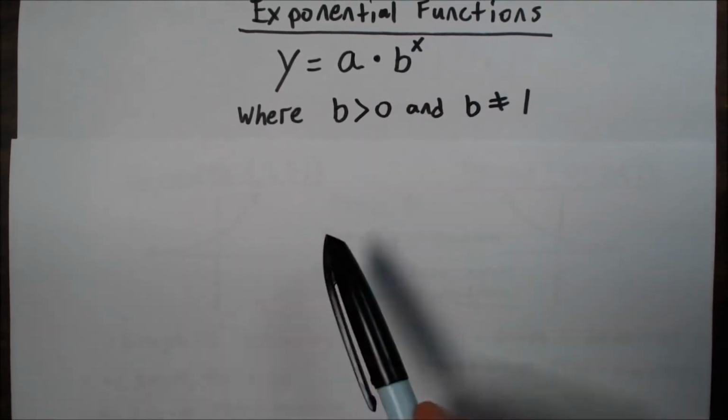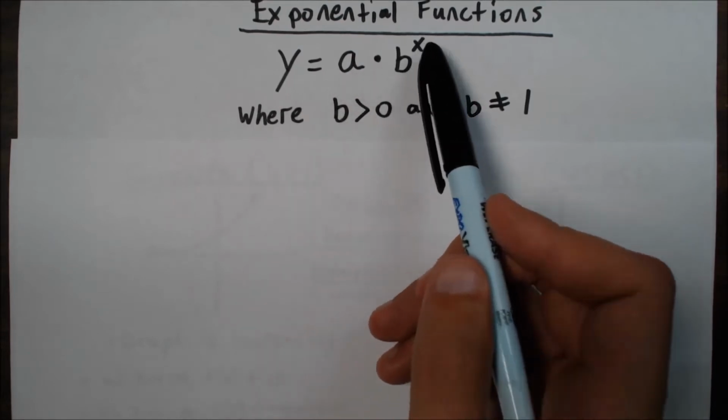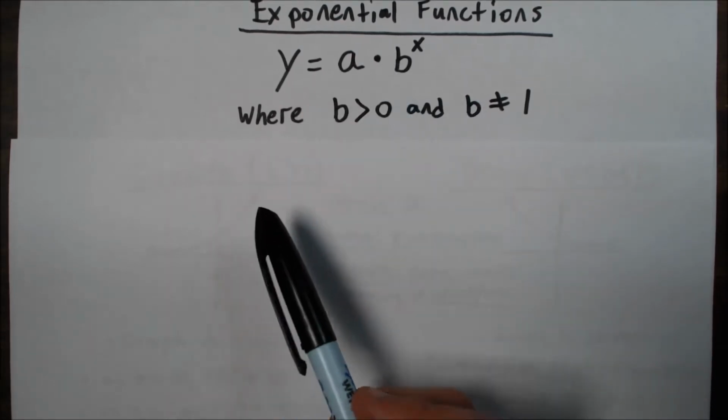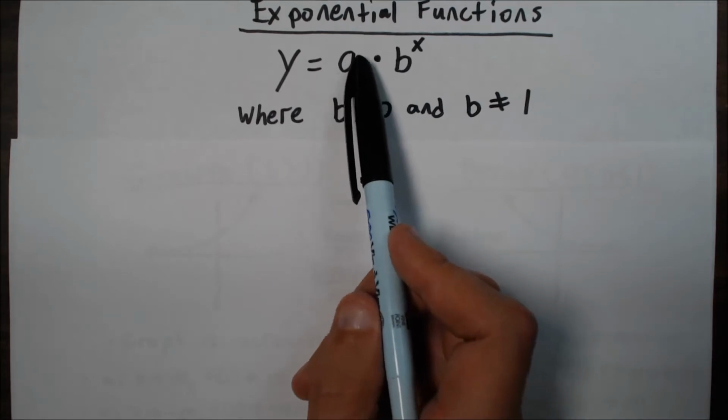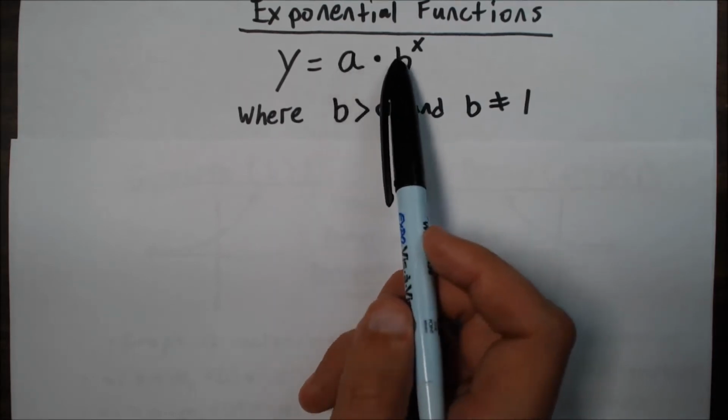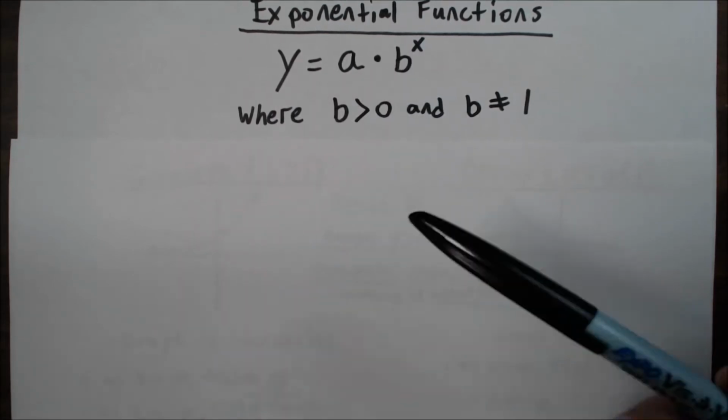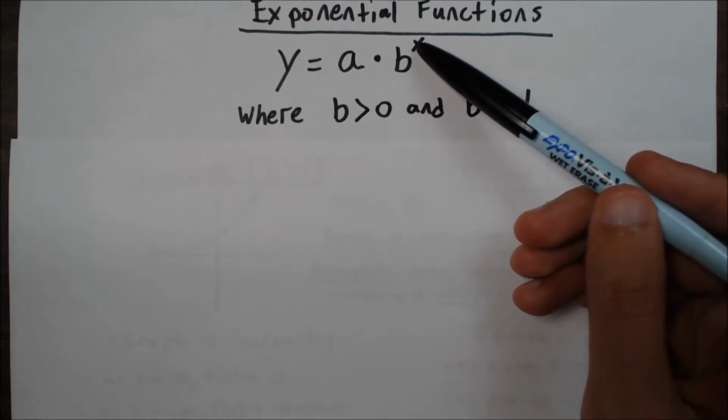That's why we call it that. This says y equals a times b to the x. A and b are just numbers. And there may not even be something here for the a. You could actually just have b to the x. It could be that simple. Some number with x being the exponent.